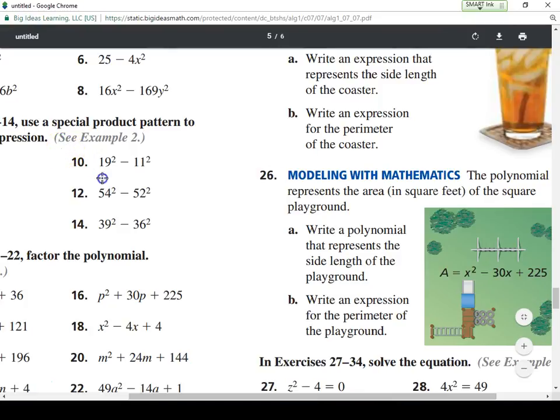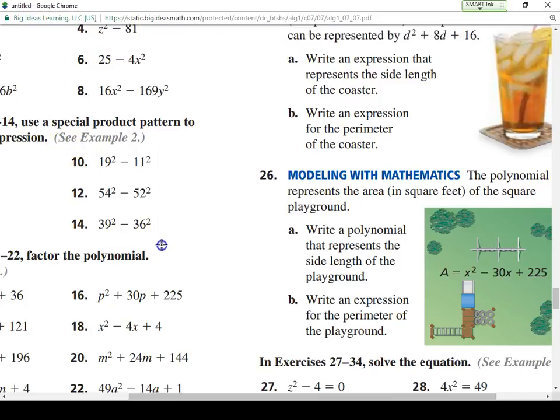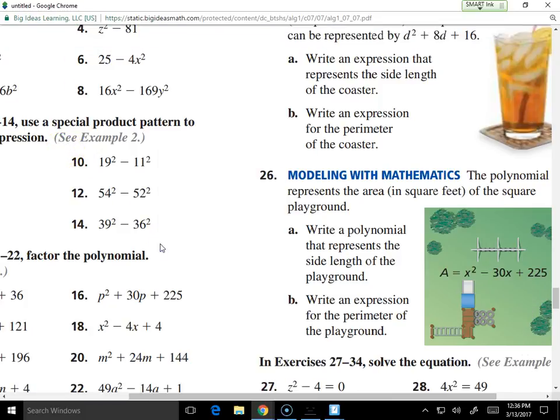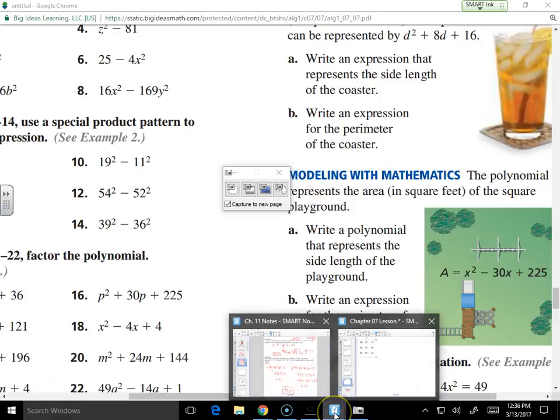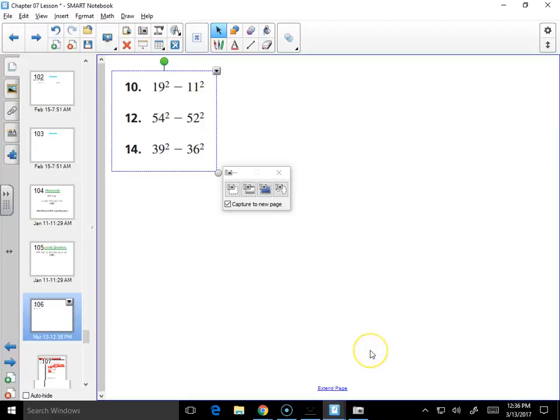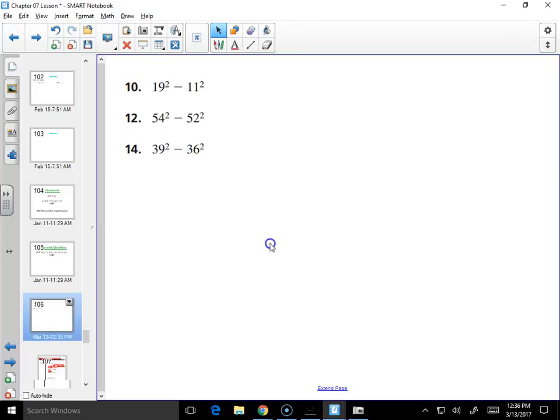What was different about the numbers in 10 through 14? They had squares, but what didn't they have? They didn't have any X or Y. Yeah, where were the variables? No X's, no Y's, no M's, no G's, no Q's. So how are we supposed to do it when there are no variables? And the answer is exactly the same. But how exactly the same? Jackson, what do you think?